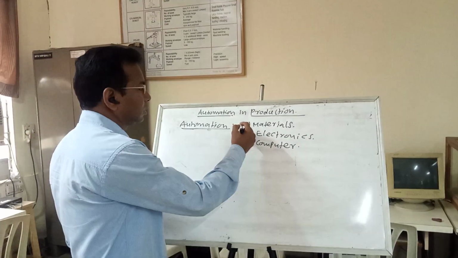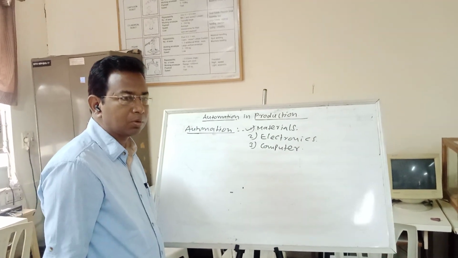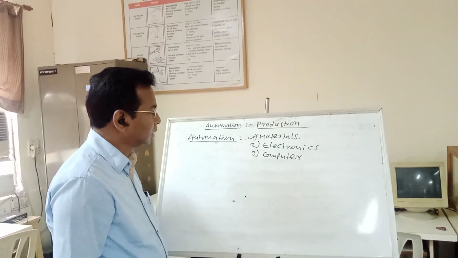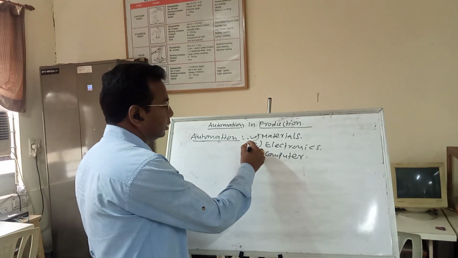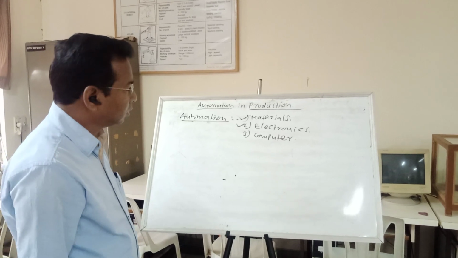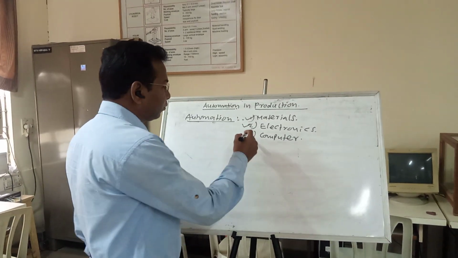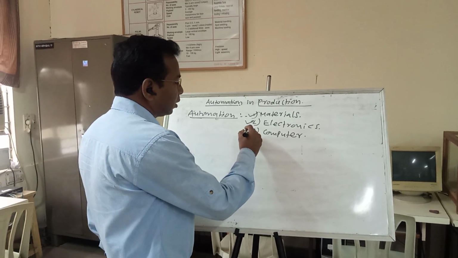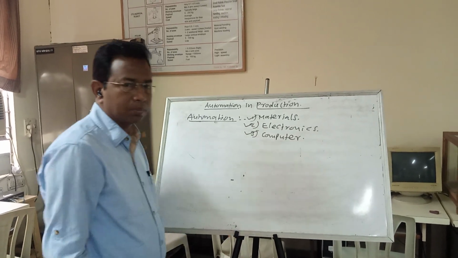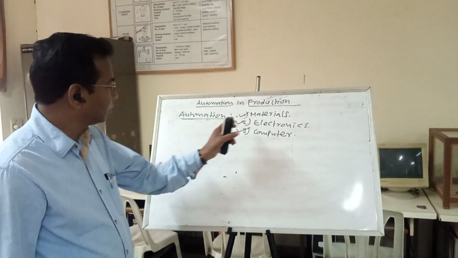The first application is material. Material is very much essential; without material, automation is not possible. The second application of automation is electronics. Electronics means electricity, so we can't run the machineries without electricity. The third application of automation is the computer system. Computer is also required for the purpose of automation. This is the proper definition of automation.